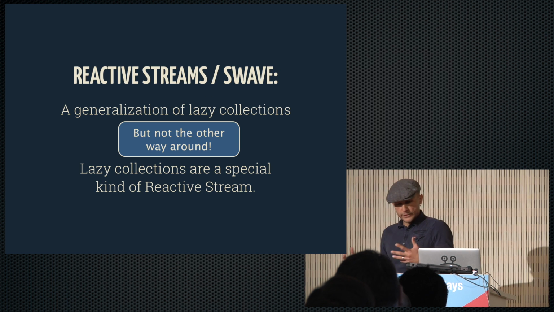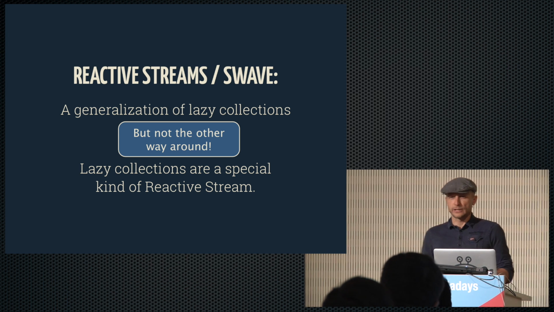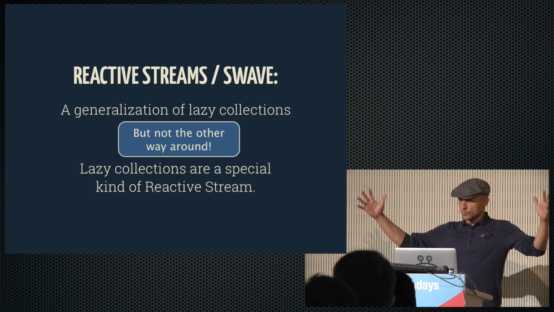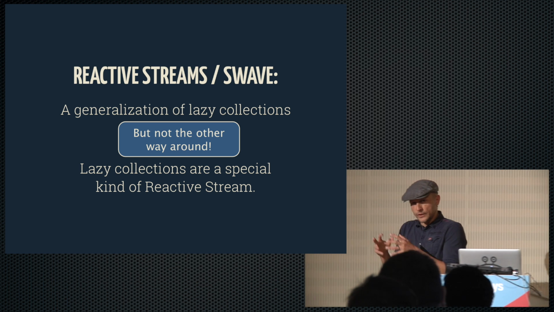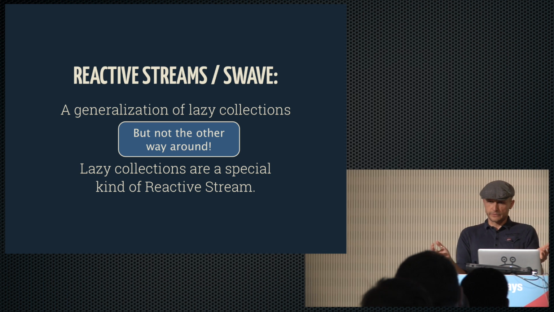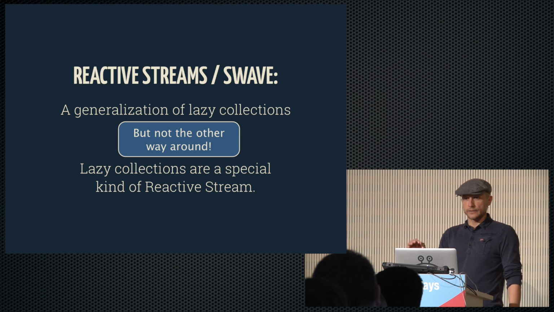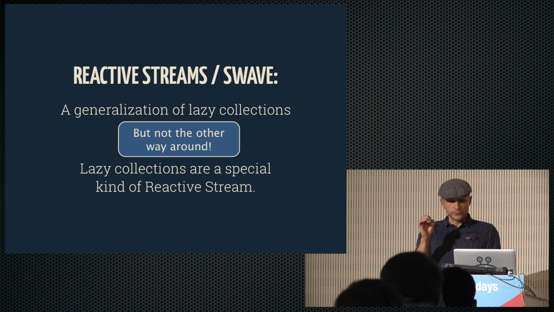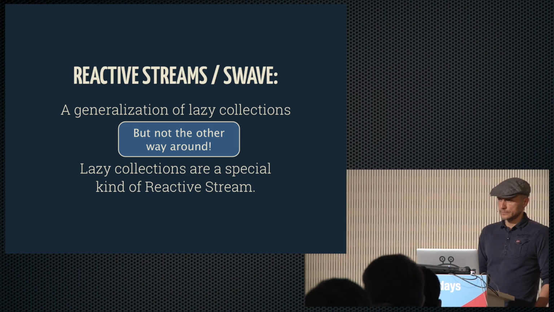Now, what the Reactive Streams protocol allows, and what Swave implements, is really a generalization of lazy collections. What does that mean? It's something more powerful, or you could say it differently. Lazy collections are essentially a special kind of what reactive streams allow. So a subset of everything that you can build with reactive streams are in fact lazy collections. What is important is it's not the other way around. It's not that reactive streams are always lazy collections, right? One is a subset.